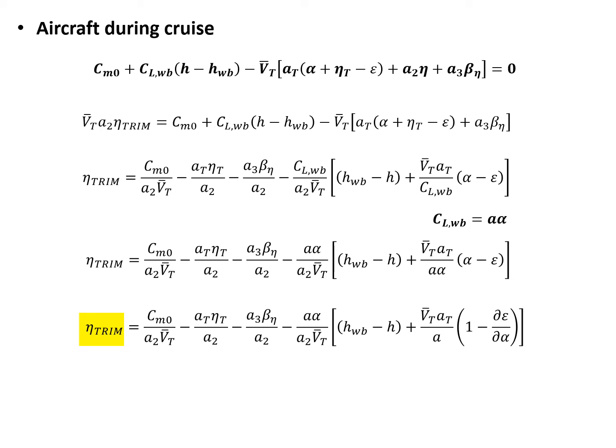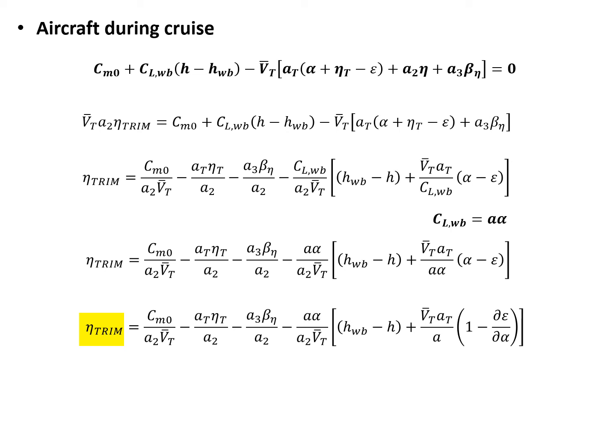So we are working on the last term in the bracket on the right hand side. We can replace alpha minus epsilon by alpha times 1 minus partial epsilon partial alpha. So that's the downwash angle change rate with respect to the angle of attack change. So we have eta trim.